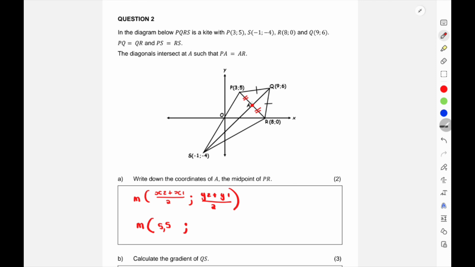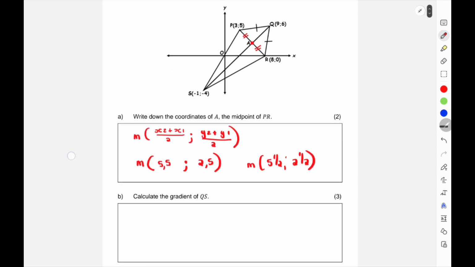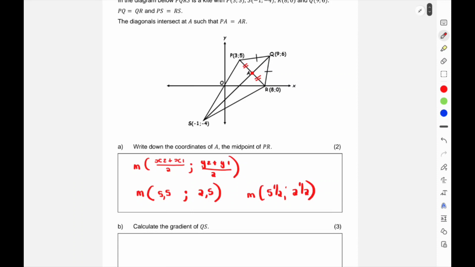So that would be the x coordinate, the x part of the coordinate, and the y value is 5 plus 0 divided by 2, which gives you 2.5. Whether you wanted to write it as 5.5 and 2.5, or as (5.5; 2.5), it doesn't matter. All right, that was quite easy. Calculate the gradient of QS.